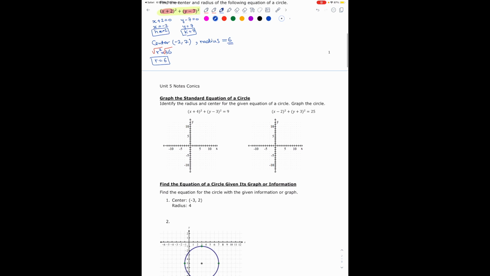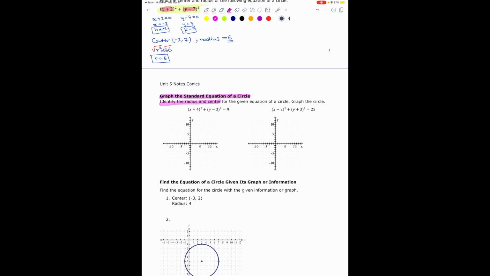Now, if you have the standard equation of a circle and you would like to graph it, first you're going to identify the radius and the center, then plot the center and take a distance of the radius and create the circle. So that is how we're going to do it. From the first equation here, I can immediately tell that the center is negative 4 and 3, and the radius is 3.